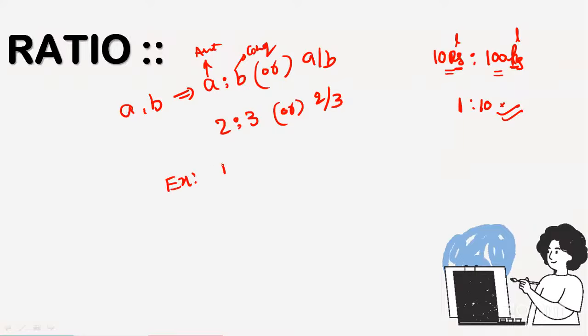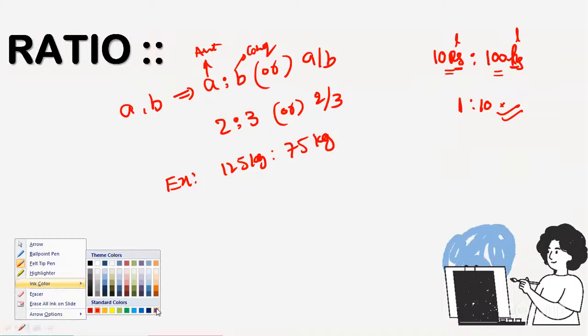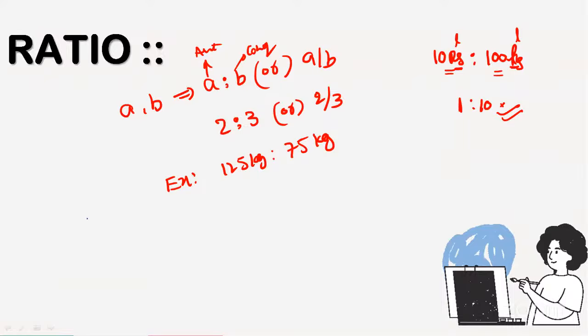For example, 125 kgs is to 75 kgs. So now tell me, guys, what is the ratio? 5 is to 3. Very good, Andy. Because 25 fives and 25 threes. Then 5 is to 3 is the ratio, guys. It means similarity. Clear, guys, all of you?